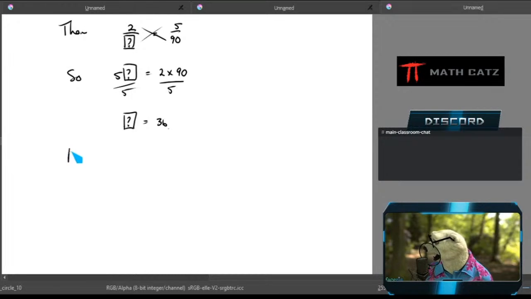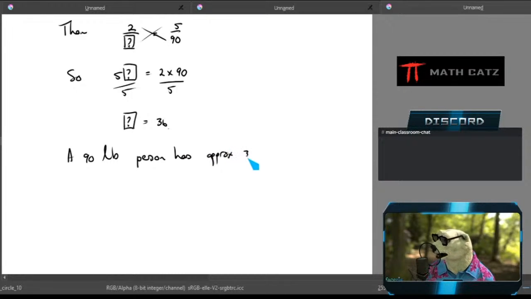So, a 90-pound person has, I guess these are approximately 36 pounds of muscle. I'm sure everyone's different. This is probably some sort of average. That doesn't really matter.